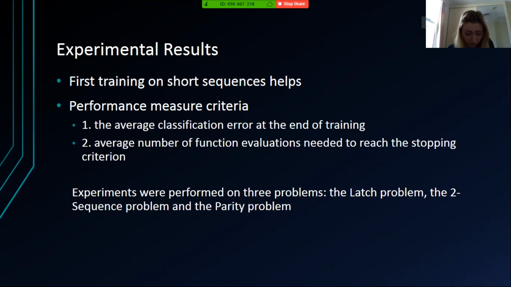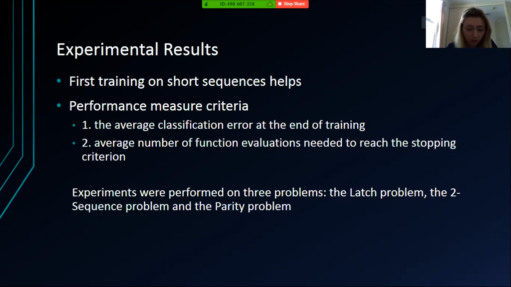The Latch problem is the same as described earlier in the simple recurrent network candidate solution section. The second problem is the 2-sequence problem. To summarize, the goal is to classify an input sequence as one of 2 sequences when given the first n elements of the sequence, where n varies from pattern to pattern, and noise may be added to the input. And the third problem is the parity problem.